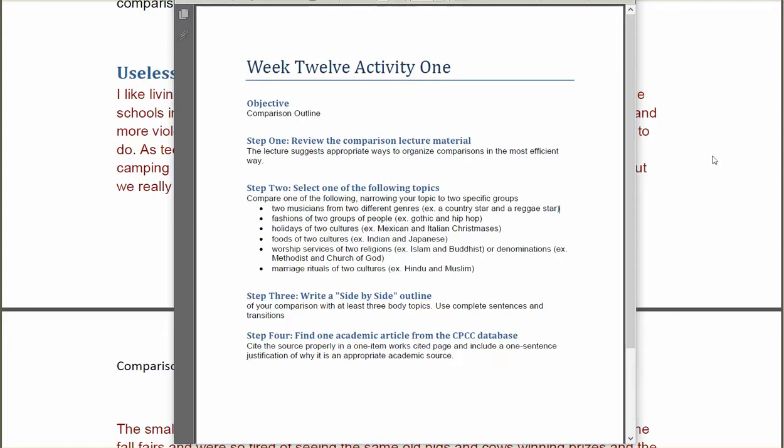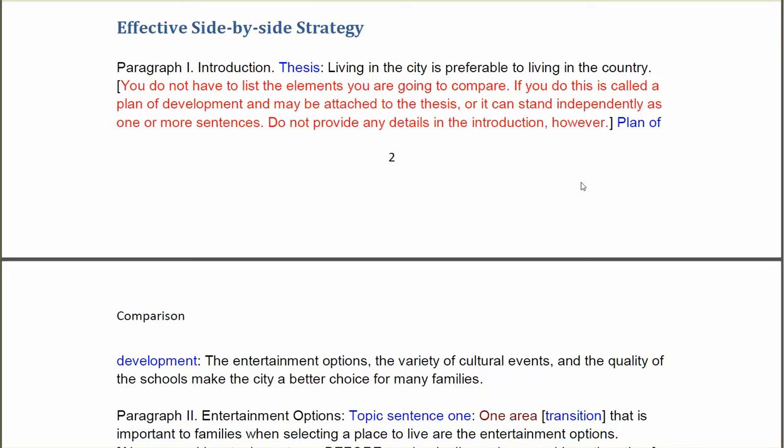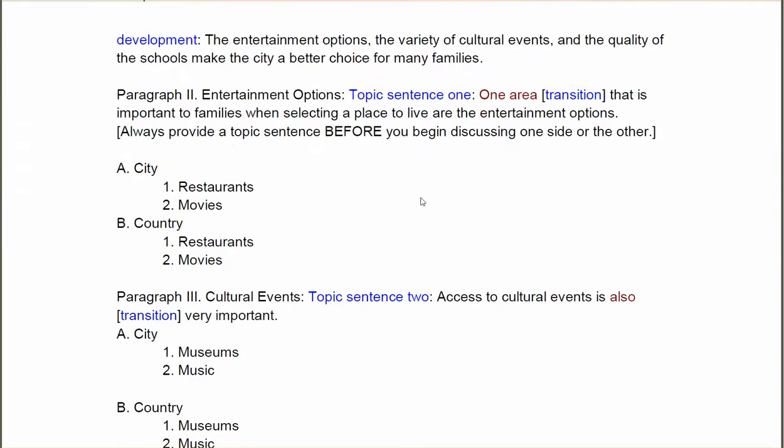All right, so let's go back to this other document. And you'll see that as I scroll down to this first strategy, side-by-side strategy, I'm comparing city and country. Well, here replace city with Bob Marley and country with Johnny Cash. And you're seeing I'm comparing the same things for each topic.